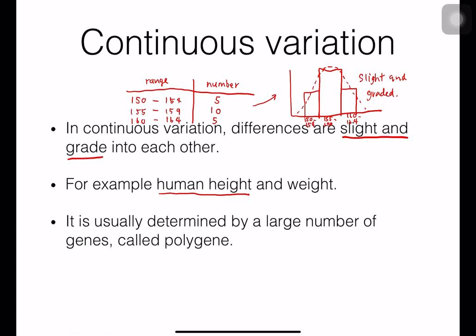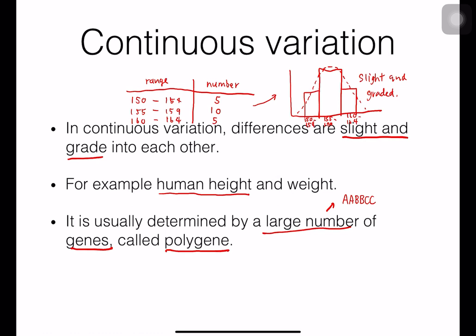And this type of variation depends on a large number of genes, many sets of genes. For example, here we may mention a group of genes: AA, BB, CC, like this. But we will not mention this type of continuous variation in our talk, because polygenes belong to a higher level of learning. It will be in M6. But we will mostly mention the discontinuous type.